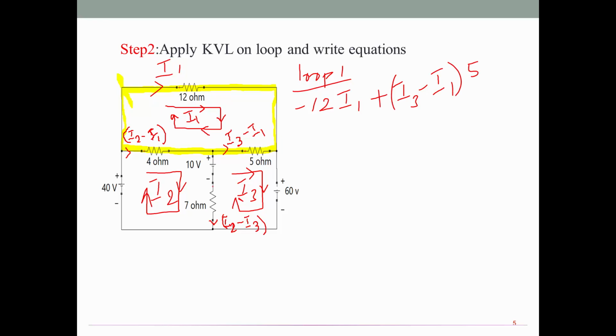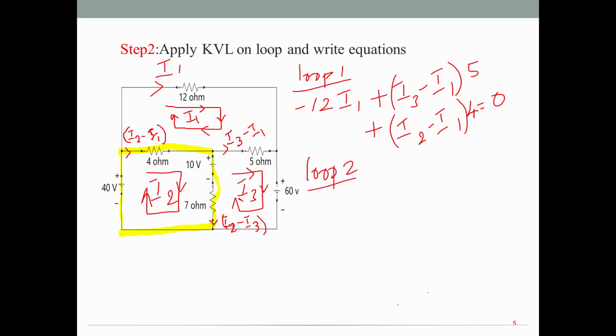Then considering the 4 ohm branch, loop current I1 is flowing opposite to the branch current I2 minus I1. So obviously plus I2 minus I1 is equal to 0. Then coming to loop 2, this is the loop I am going to consider as loop 2, where the 40 volt source, 4 ohm, 10 volt source, and 7 ohm are present.